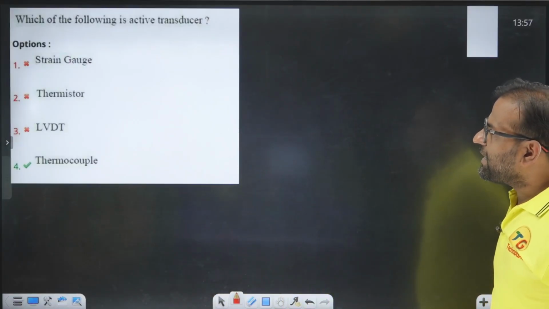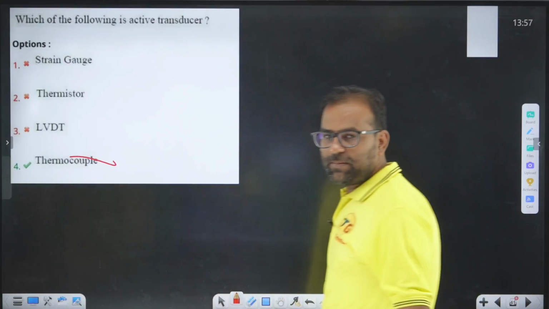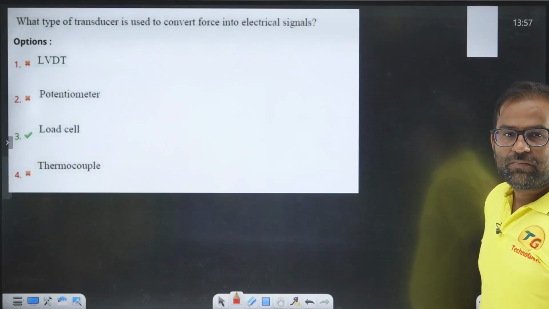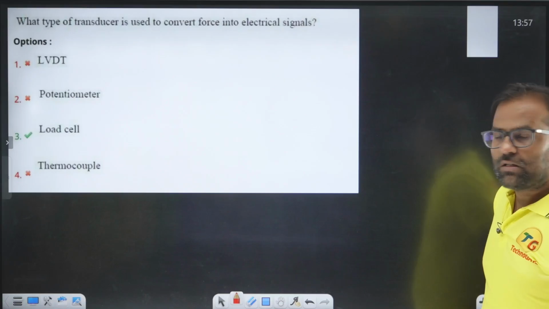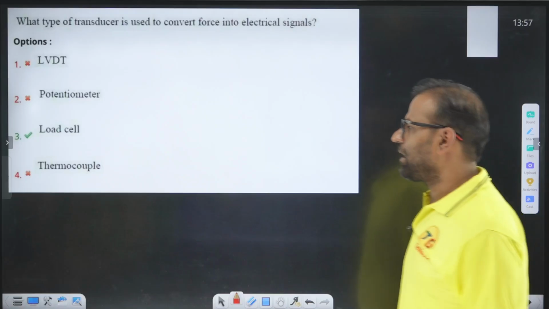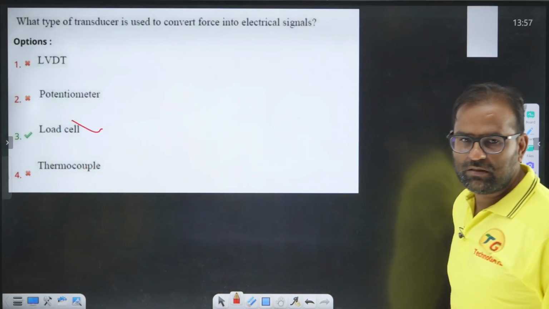Which of the following is an active transducer? Always remember, a thermocouple, a temperature measurement device, is an active transducer. Next, what type of transducer is used to convert force into an electrical signal? That is a load cell.